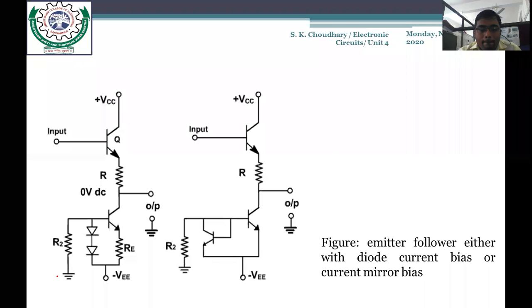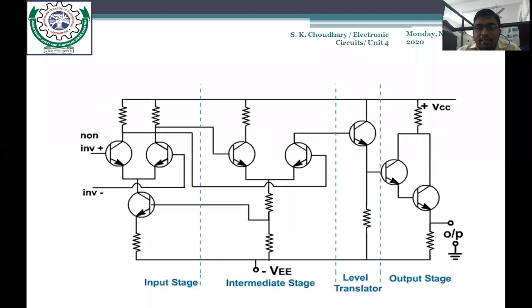Now this is up to the level translator stage. This is the complete circuit diagram of the op-amp, where we can easily see there is an input stage that we have already discussed, the intermediate stage we have discussed in great detail, as well as the level translator today, and the final output stage, that is a push-pull amplifier. So in this way, these are the 4 stages or building blocks of the op-amp.